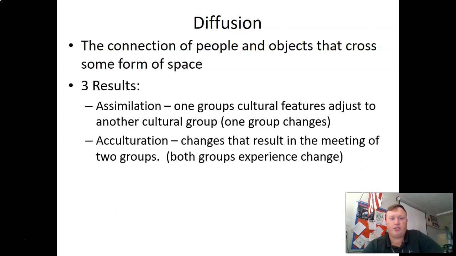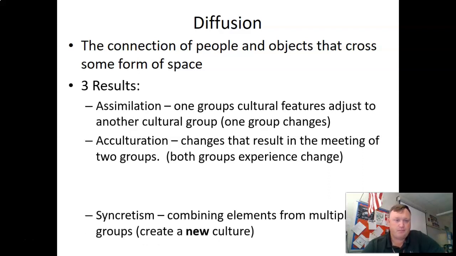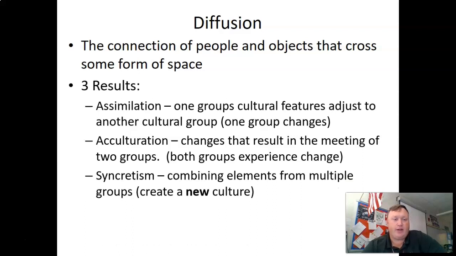Another one is acculturation, where changes result from the meeting of two groups, where both groups experience change. You could see this as a result of the pilgrims arriving in the New World and interacting with the natives. Both groups experience change. One group doesn't change to affect the other, but both groups experience change while keeping the cores of their own cultures. And finally, the last one is syncretism, combining elements from multiple groups to create a brand new culture.